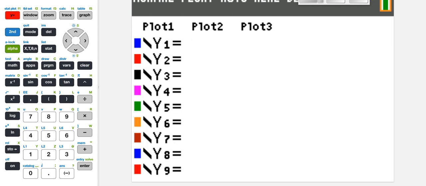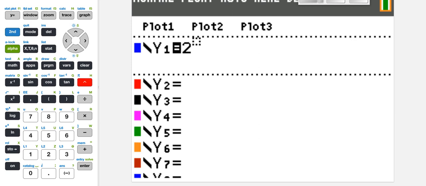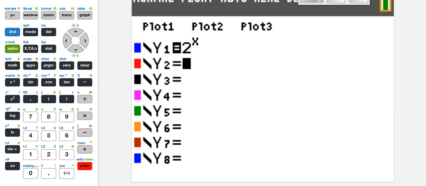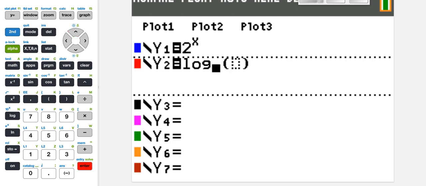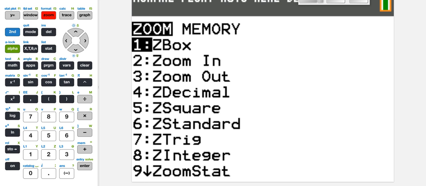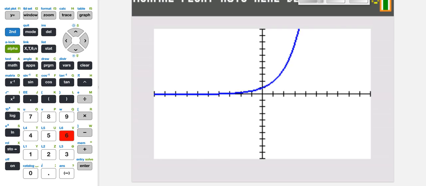Clear this, clear. So let's do the graphing. First one is 2 raised to the power of x. And then second graph, we want log base 2. So math, second last option, log base 2 of x. And before that, go to zoom. We want number 6, the standard grid. Now here we go.